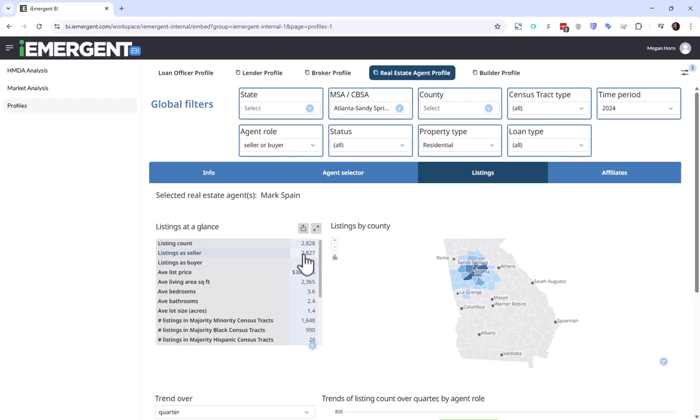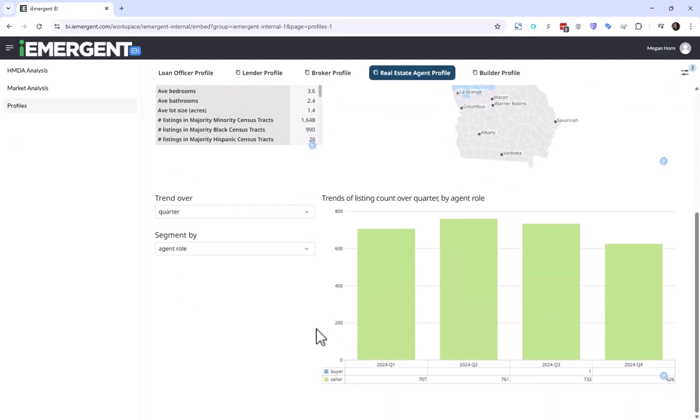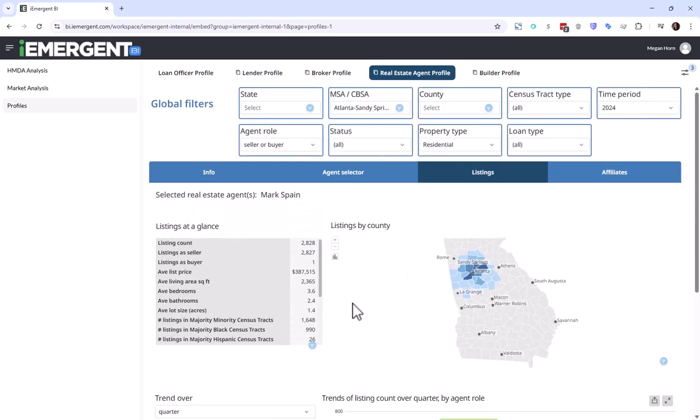If we had someone who was split seller buyer, we could filter here if we just wanted to see buyer or seller. So for him, I'm going to filter seller, and that's going to take out that one buyer property there, just as an example. But we'll put that back in. So we can see his listings. We can see over time, we're just looking at 2024 right now.